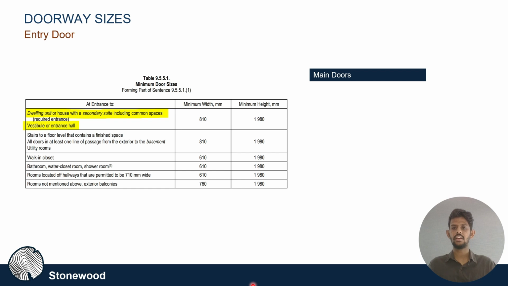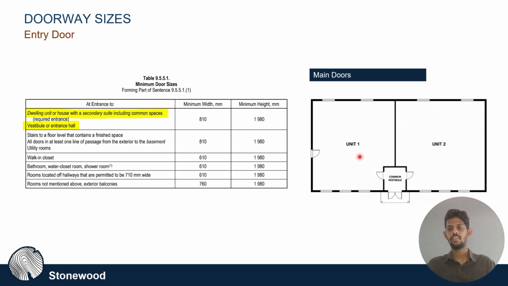So let's see one good example. Here we can see unit 1, here we have unit 2, and in the common vestibule we have two doors. So this door or this one must follow 810 mm wide.